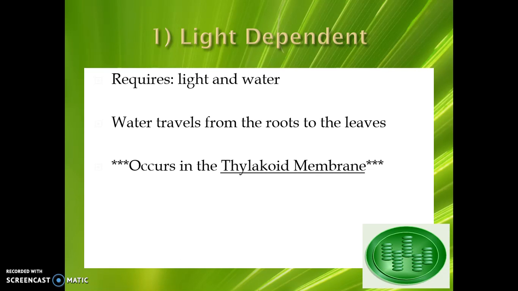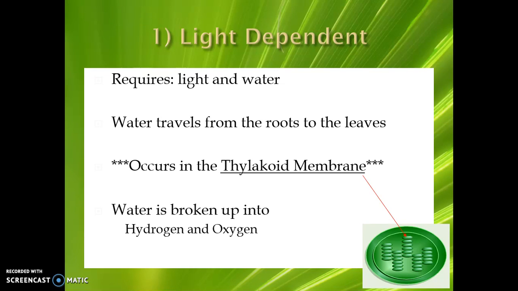Now, the light-dependent portion is going to occur in the thylakoid membrane, so the little skin around the thylakoid. Look at your chloroplast picture here and remind yourself, where is a thylakoid? Hopefully you remembered from yesterday that the thylakoid is each of the little individual circles or sacs inside the chloroplast. So the light dependent is going to happen in the membrane around each of those little sacs.